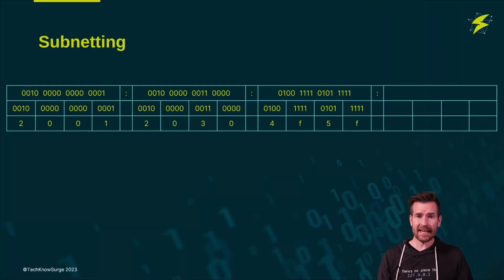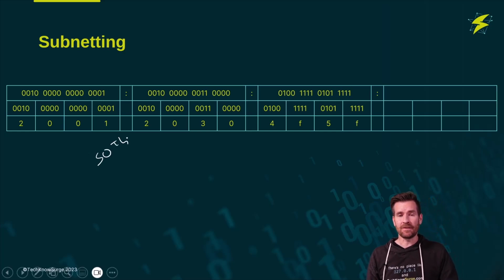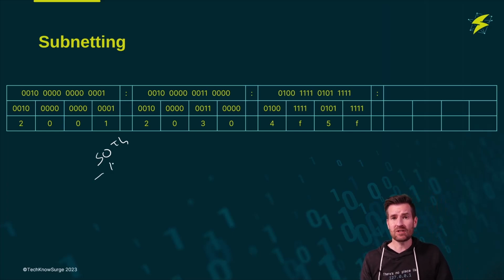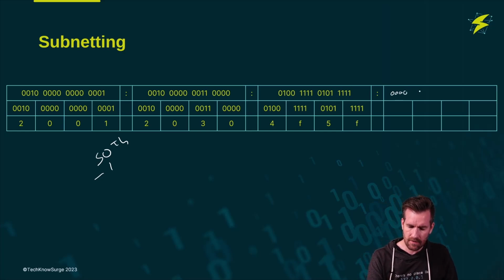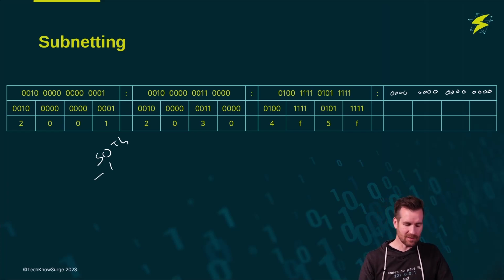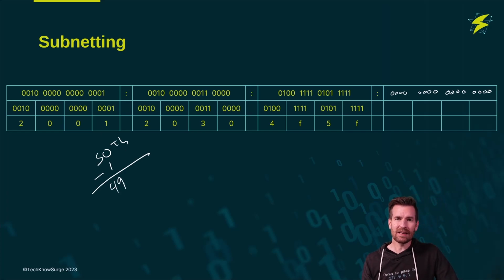In this example, let's say that we were asked to solve for the 50th network. First of all, what we have to do is subtract 1. The reason why we have to subtract 1 is because the first network that we have is going to be all zeros. And because of that, network 1 is 0, network 2 is 1, network 3 is 2. So we subtract 1 and we end up with 49. The next thing that we need to do is convert that into a binary number.